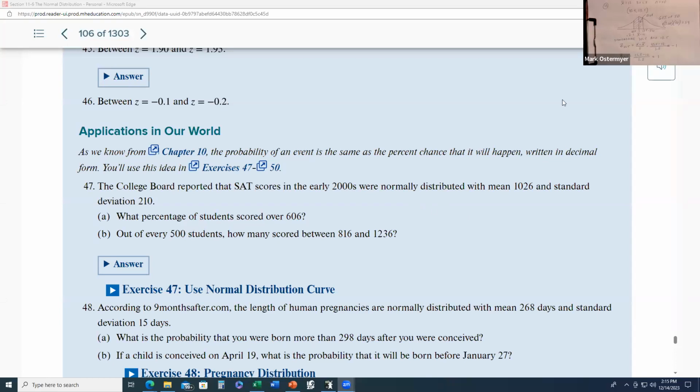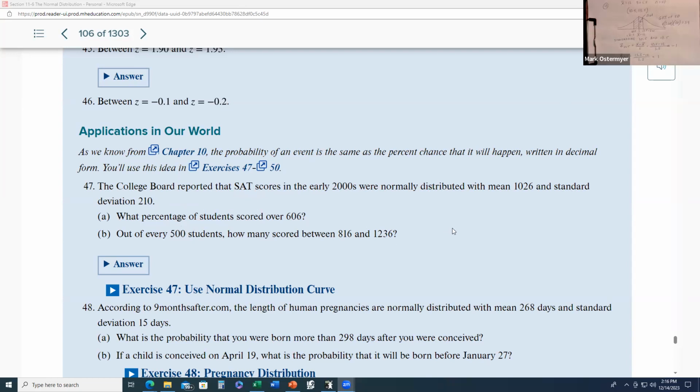All right, I'll try another problem here, number 47. The College Board reported that SAT scores in the early 2000s were normally distributed with a mean of 1,026 and a standard deviation of 210. A, what percentage of the students scored over 606? B, out of 500 students, how many scored between 816 and 1236?